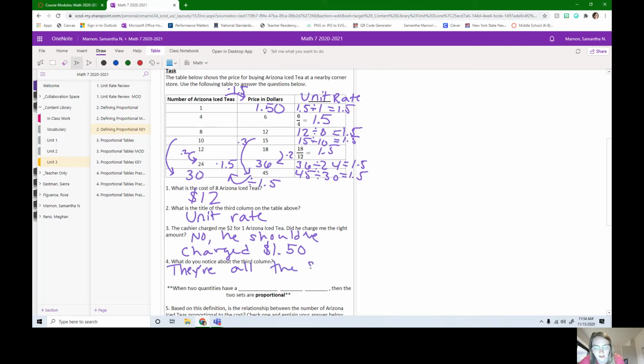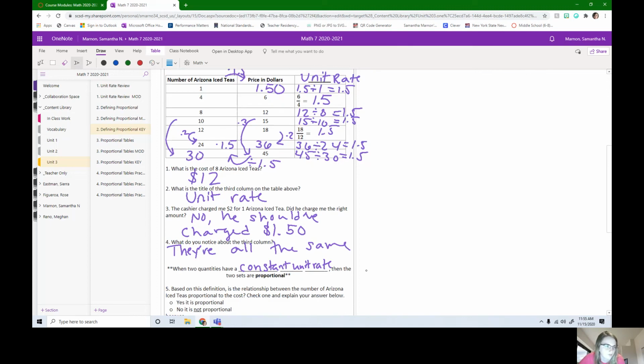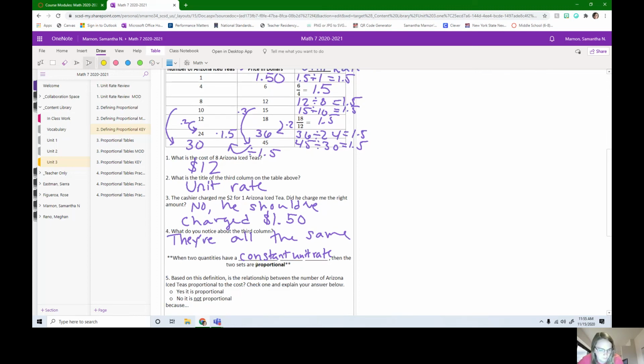So now here's where we're going to get a definition. When two quantities, so here we're talking about the number of Arizona iced teas and the price in dollars, have a, here's the magic words, constant unit rate. So when we're saying constant unit rate, by constant we mean the same. You know, when somebody's constantly doing something over and over, they keep doing the same thing over and over. So here we have the same unit rate over and over and over. So with a constant unit rate, the two sets are proportional. Proportional is our vocabulary word. I'm going to highlight it.